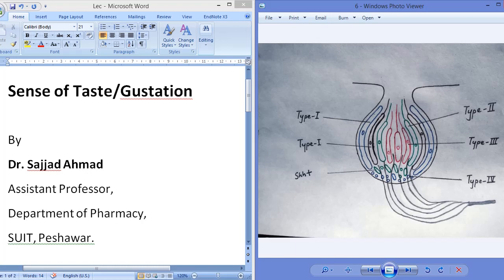Bismillahirrahmanirrahim. Today we are going to learn about the sense of taste or gustation. The sense of taste or gustation is a special sense that is pursued by the tongue. To know about the functional anatomy of the tongue and the mechanism of gustation, we are going to the first slide.